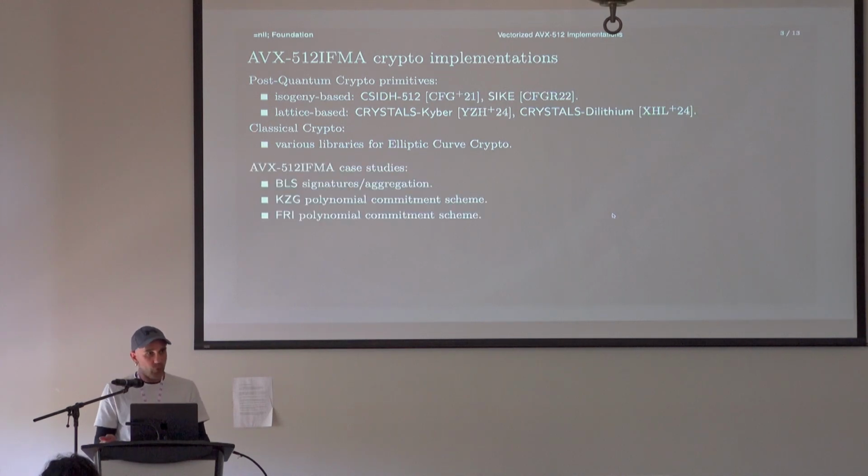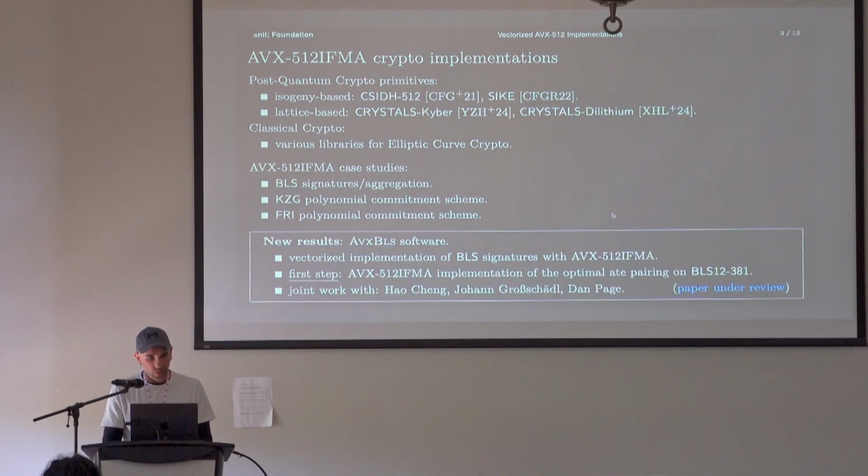What we would like to do is to see whether these IFMA instructions can help us improve the performance of protocols that are used in zkEVM. For example, we have BLS signatures that we would like to investigate, and the aggregation functionality. And we also have polynomial commitment schemes like KZG, which uses elliptic curves, and the FRI polynomial commitment scheme.